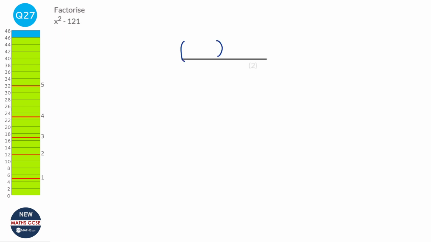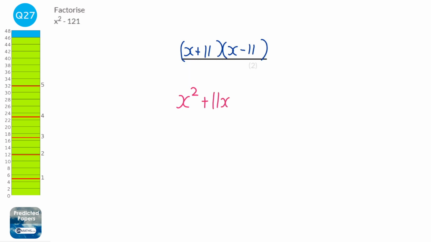What you do is you put down two sets of brackets and you square root the first term. Well, that's just going to be x, and you put the positive and negative versions of the square root. So we're going to square root 121, which is 11. So we're going to put plus 11 and minus 11, and that's it. Now, when we expand that, and we're just going to quickly expand that now to have a look, it's going to be x squared plus 11x minus 11x minus 121. And notice that the two x terms cancel each other out, which is why we don't have the x terms.